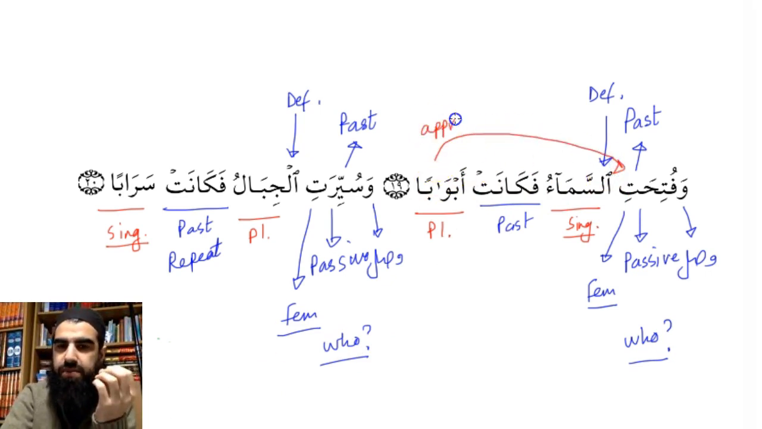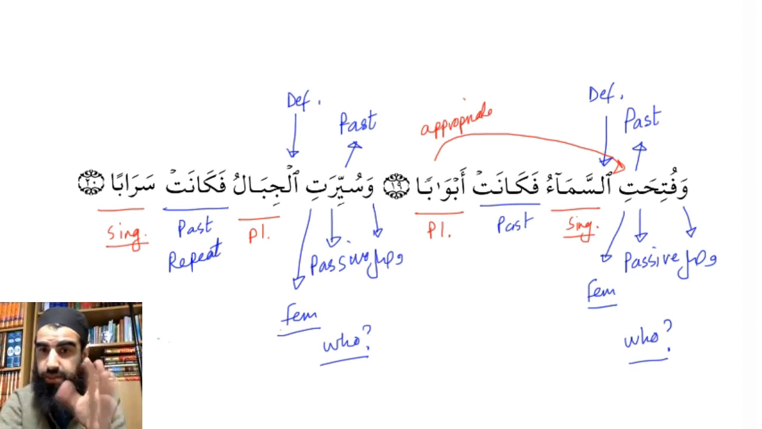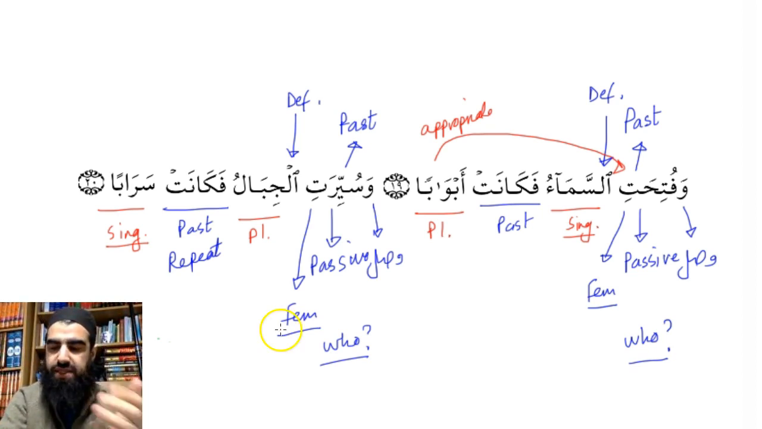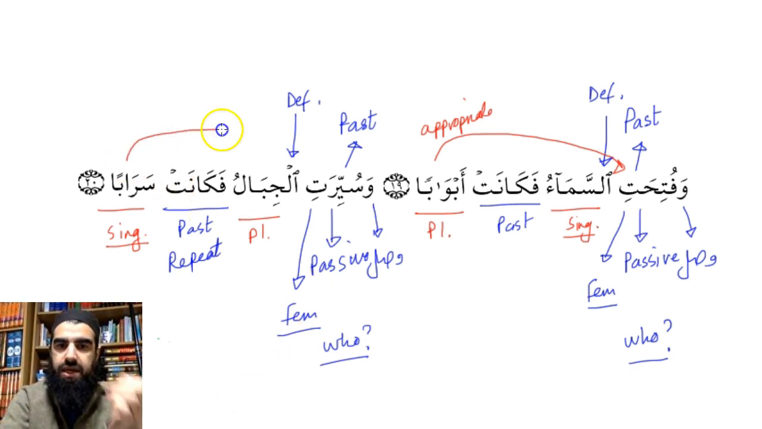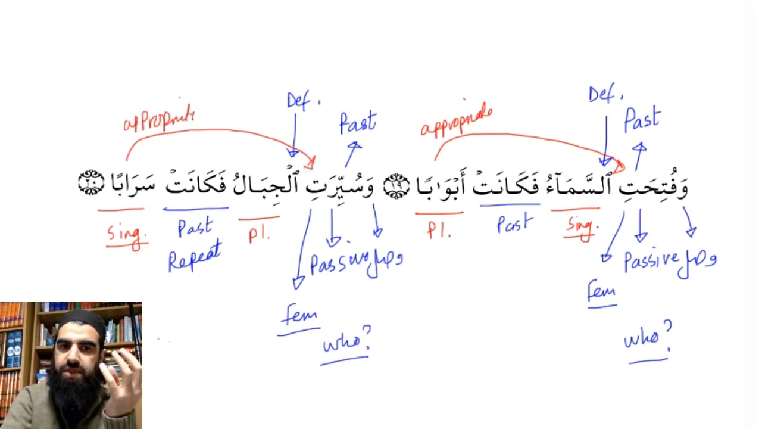Next, abwab is appropriate with futihat. If I say to you "open", what's the first thing that comes to your mind? You say door, right? So doors fits in. It's munasib, appropriate with that, and sarab is munasib with suyira. So movement, something moving in the distance, fits in with mirage.